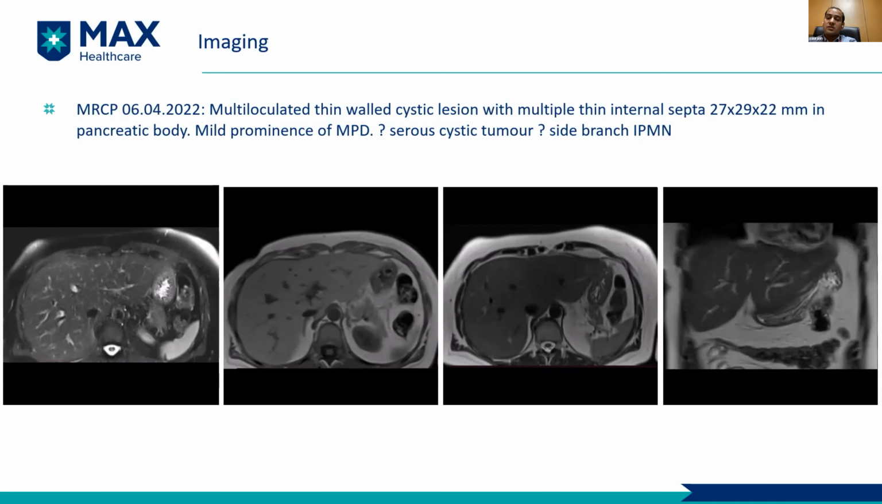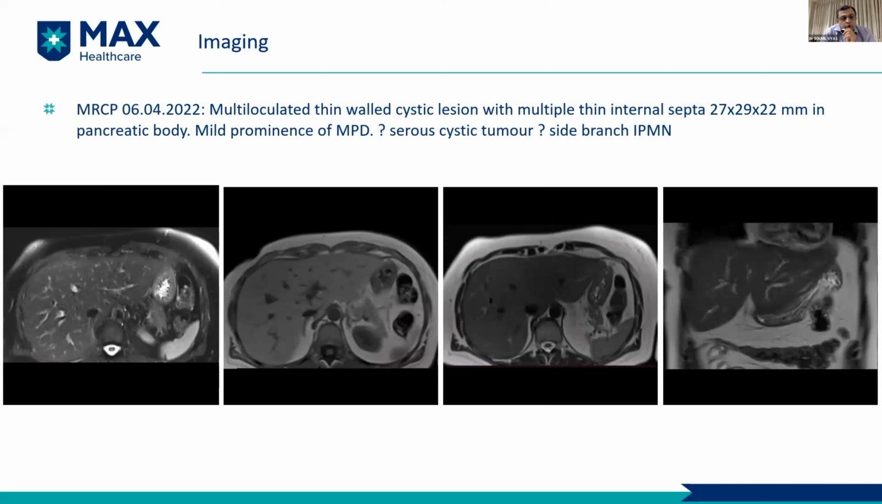So in this case, that also makes me think of some other differential being possible. Although the typical appearance of a multicystic lesion in this age group could be a serous cystic neoplasm, which we could just observe, there are these 2 factors for which I would send the patient for an endoscopic ultrasound. You would agree. Dr. Soumil, do you have anything to add there?